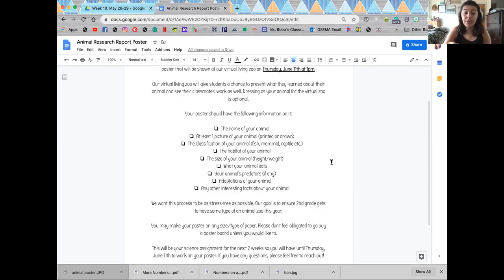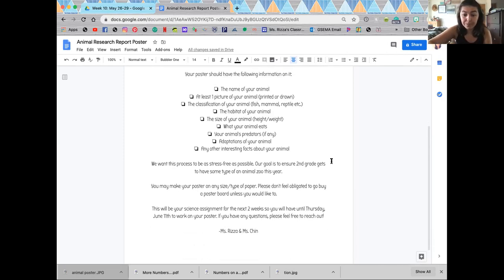You're going to make your poster on any size piece of paper. If you have printer paper at home, you could use that. If you have construction paper, extra poster board, or extra big cardboard or paper laying around, you can use that. Whatever type of paper you have at home. And you're going to have 2 weeks to do this. So this is also going to be next week's science assignment as well, so that you have lots of time to work on your poster before the zoo.